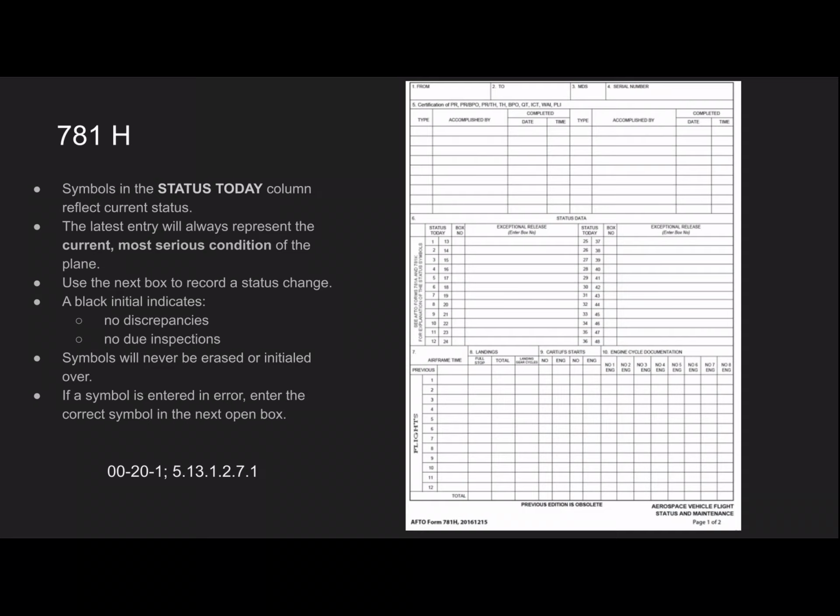Okay guys, this is the 781H. This is what I was talking about earlier that we would get back to. We're just going to go over how to write up the symbols for the status today column. It's really not complicated at all. The latest entry will always show the most current serious condition for the plane, and you're going to use the next block to record a status change. So whether it goes from an X down to a dash, all you do is annotate the dash in the next block. You don't do anything at all with that X. You just leave it there.